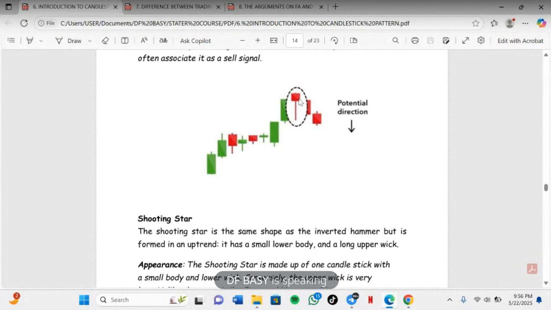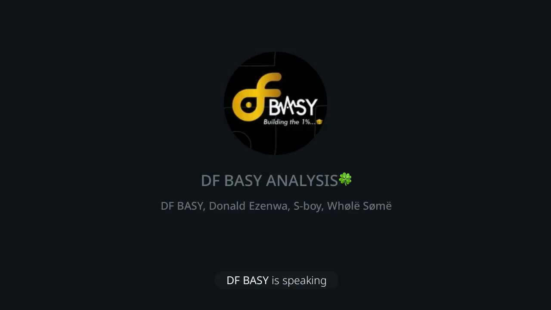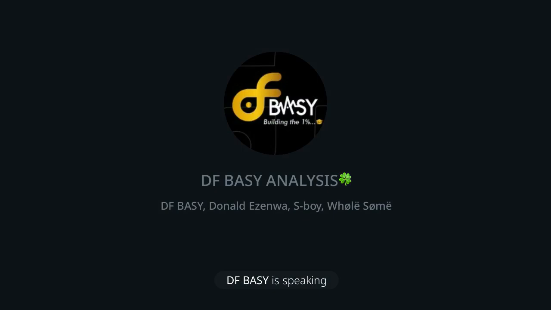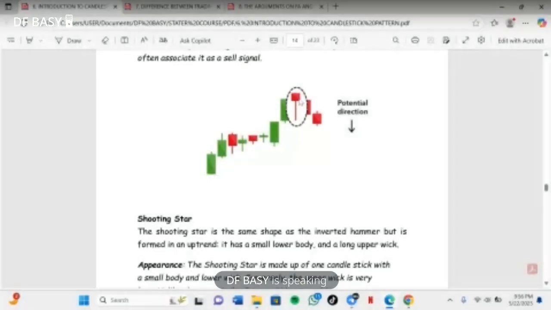But for me, all these are just terms. Once you see a hammer, even if it's bullish or bearish, just know that price at that point is going to reverse. If the market was bearish, it will reverse to bullish. If it was bullish, it will reverse to bearish. And not just at any point, but at strategic points, either at a support zone or a resistance zone, right?